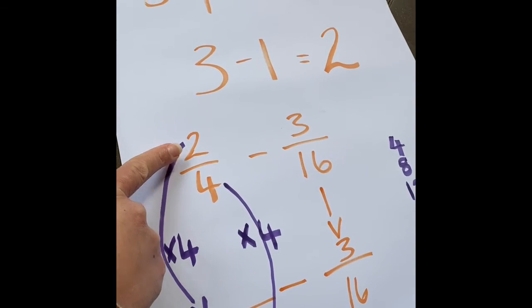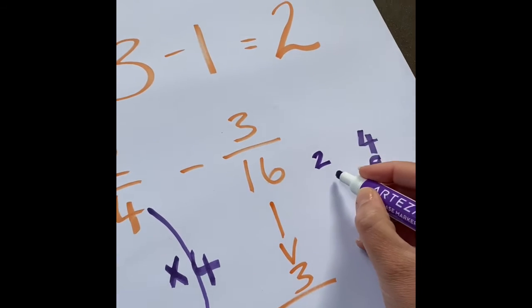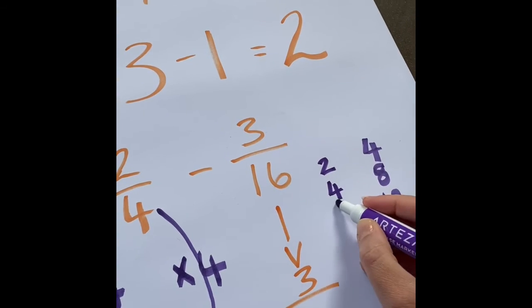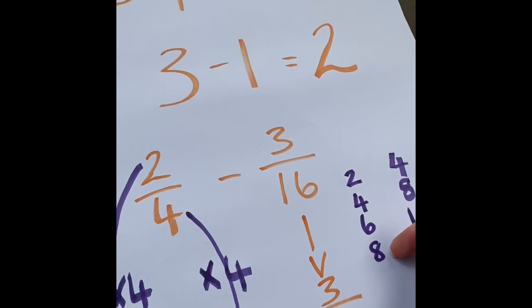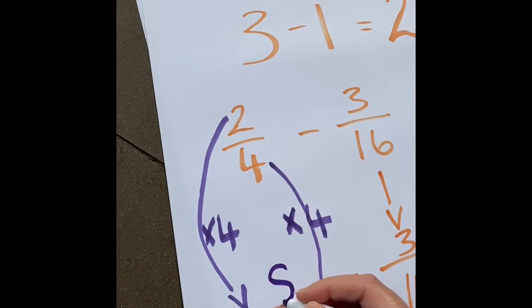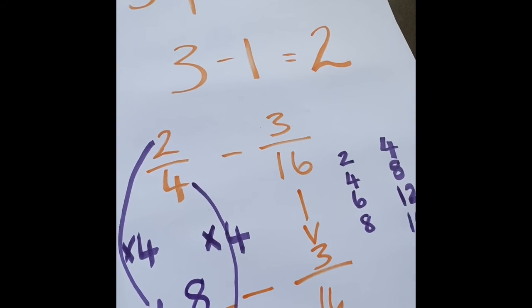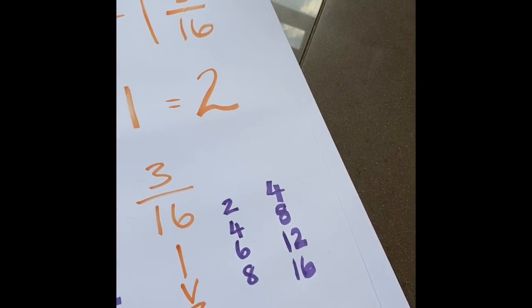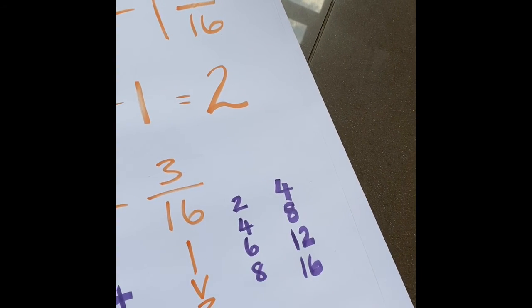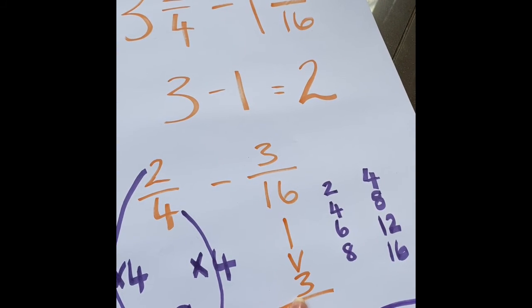So I'm multiplying 2 by 4. Let's try that. 2, 4, 6, 8. 1 group, 2 groups, 3 groups, 4. I now have 8/16 minus 3/16. Remember, my denominator always stays the same. 8, take away 3.